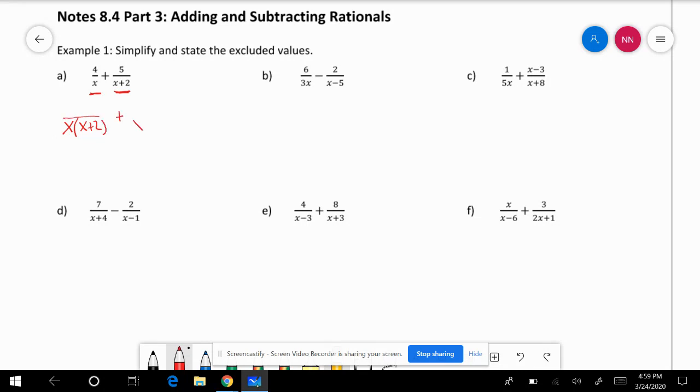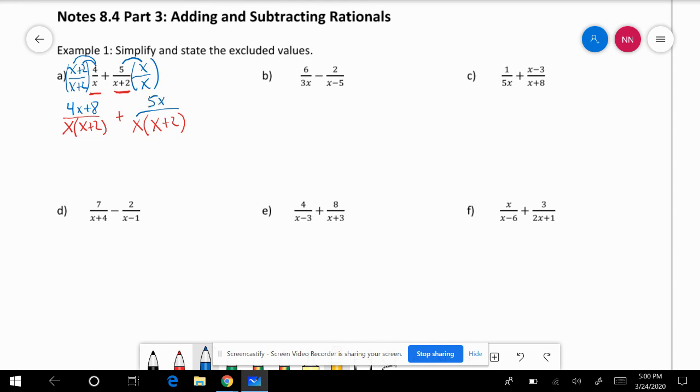So when our common denominator is x and x plus 2, on this side we're going to multiply by x plus 2, and on this side we're going to multiply by x. Now, remember, we have to distribute, so the 4 is going to be distributed to each of the terms. So we get 4x plus 8 for the first term, and then for the second term, we multiply the 5 and the x to get 5x.